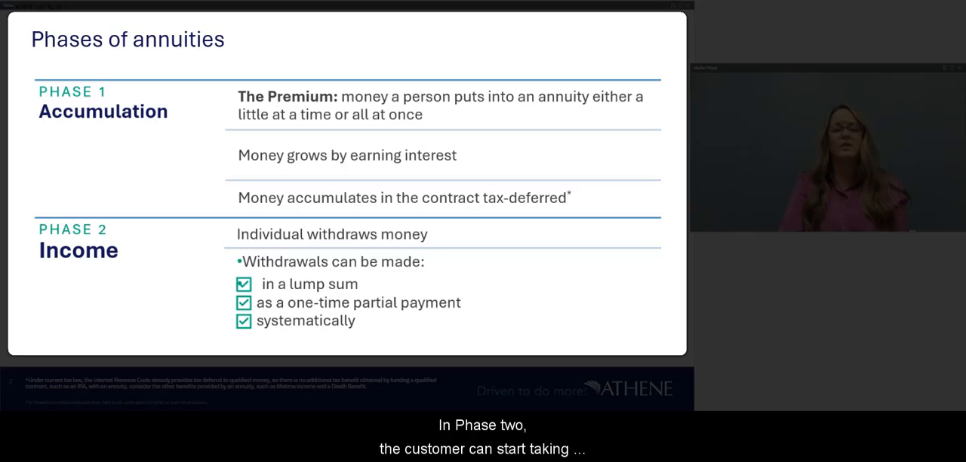In phase two, the customer can start taking those payments in various ways. A customer can decide if they want to take it all at once, as needed, or systematically.